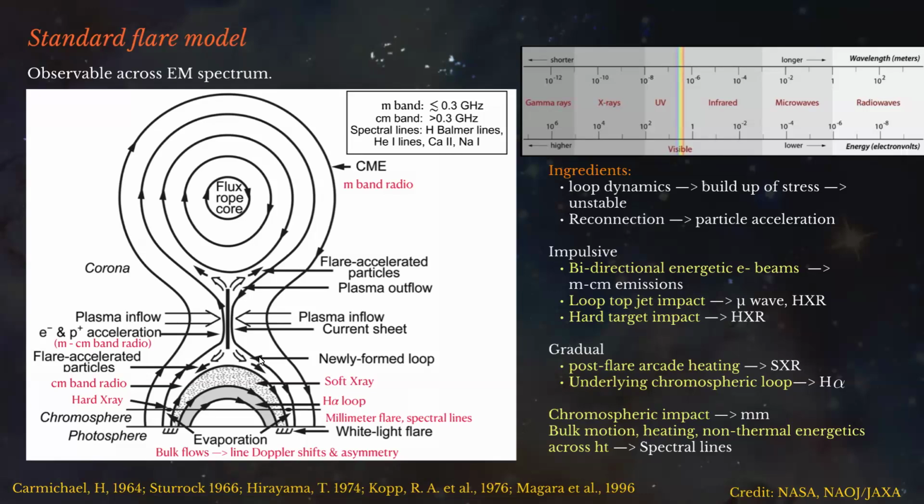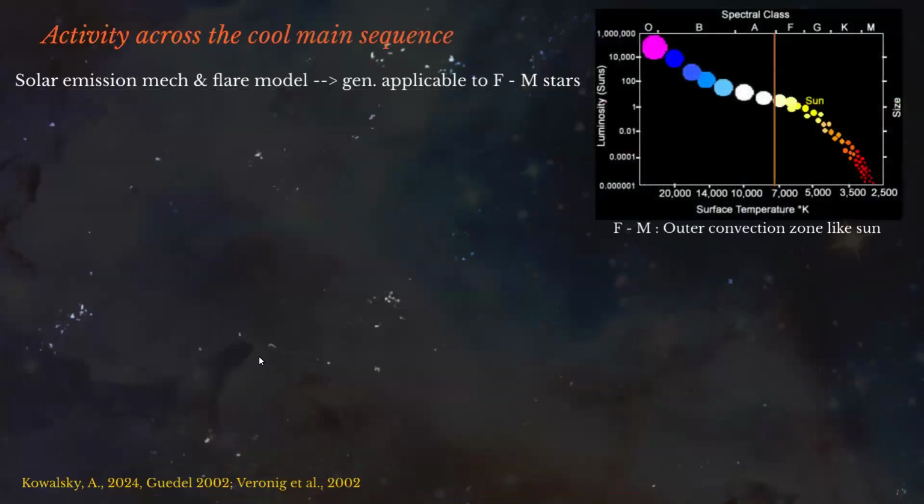So this is the general picture that we have. Now, all that I talked about is about the sun and what we know about the sun. And I call this a standard flare model, right? But is the sun a standard star? Isn't that too optimistic? So do we have to check it across the entire stellar spectrum and ensure that this is really a standard flare model? Yeah, so that's what we do.